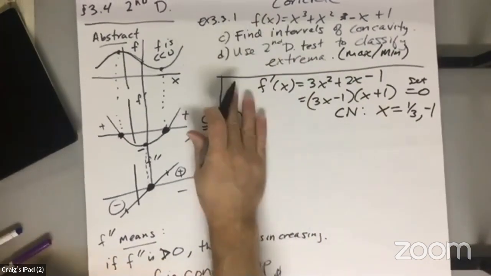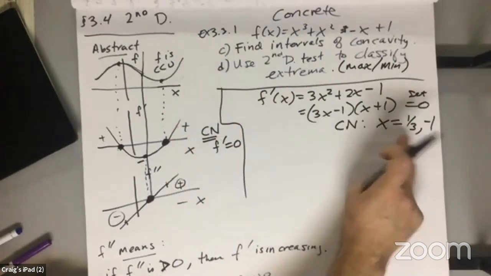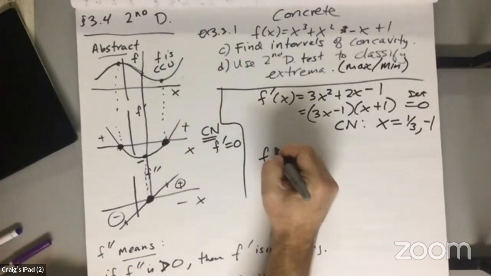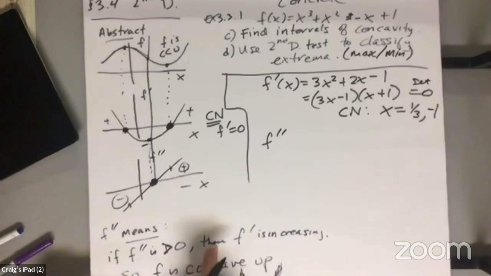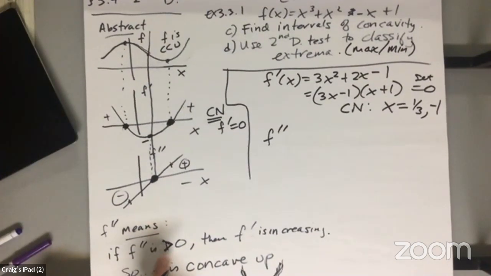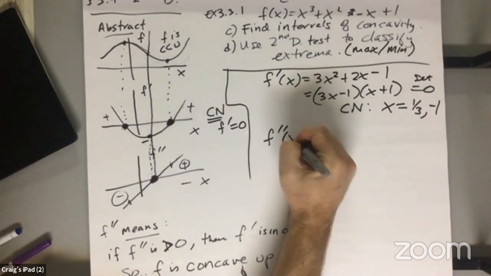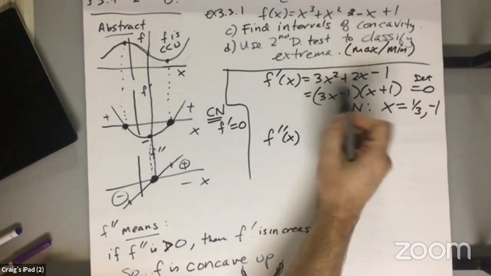And now this time I'm going to use the second derivative test on these two critical numbers. First, I'm going to find the intervals of concavity, but in order to figure out where it's concave, I need to figure out what the second derivative is. Where the second derivative is positive, it's concave up. Where the second derivative is negative, it's concave down. So take the second derivative, that's the derivative of the first derivative.